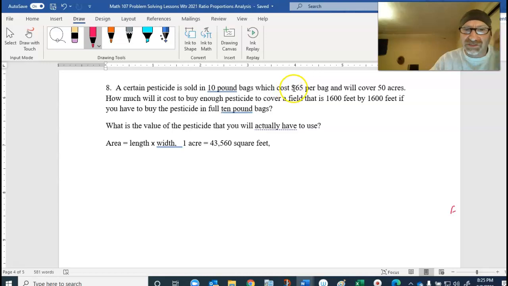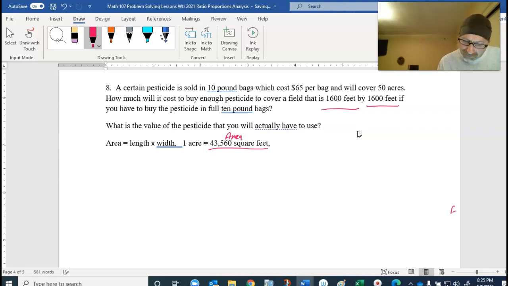So that means it'll cost you $65 to cover 50 acres. And how much do we have? How many acres of land do we have? Well, it says we have 1,600 feet by 1,600 feet. And it tells us down here that 1 acre is 43,560 square feet. Notice this is in square feet. And this just gives us a length and a width, which is square. So the area, this is an area, right, when it's in square feet.